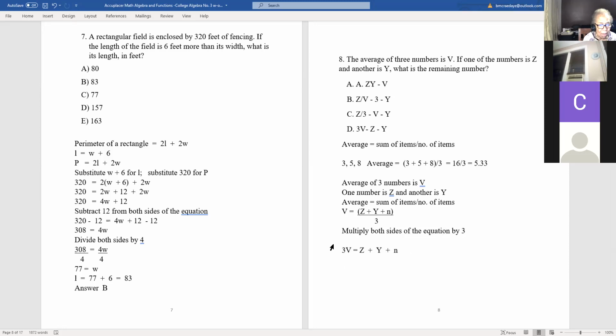I said N. No, it's not N. You're solving for N. You want to subtract what N is connected to, and N is connected to Z and Y by addition. So you want to subtract Z and Y from both sides. When it's letters, Miss Barbara, I get confused.